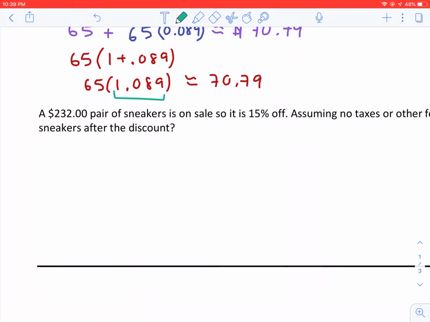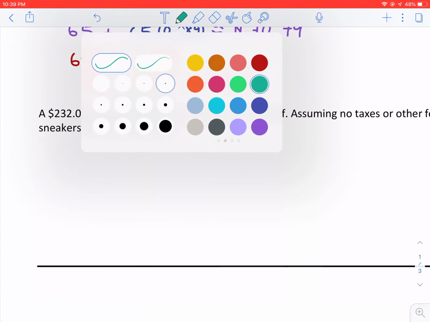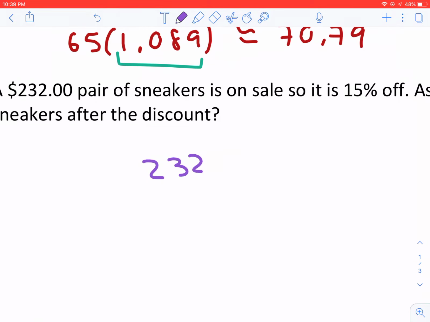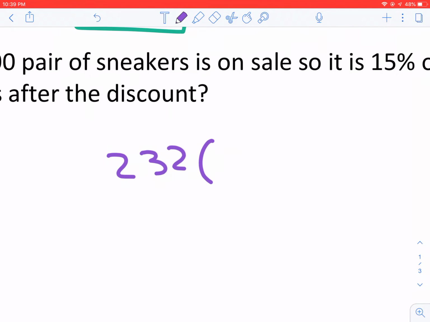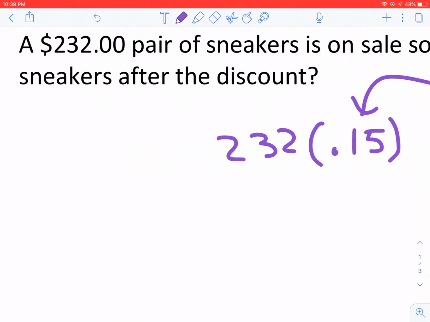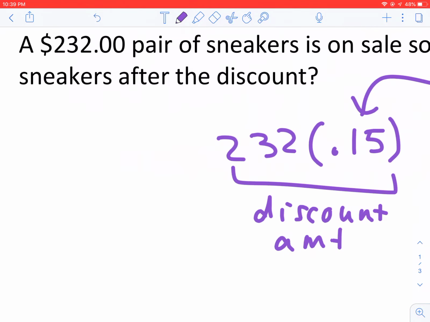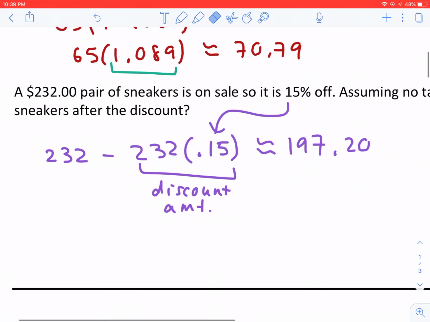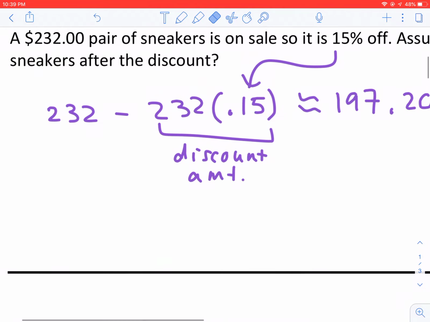And we can apply a similar idea to a discount. I have $232 sneakers, and they're 15% off. To find the amount of the discount, we can multiply this by 0.15. So that's the discount amount. So the final price after the discount, well, we're going to subtract the discount from the original price of the sneakers. And what does that equal to? It's about 197.20, or maybe exactly 197.20. I don't know. But there we go.